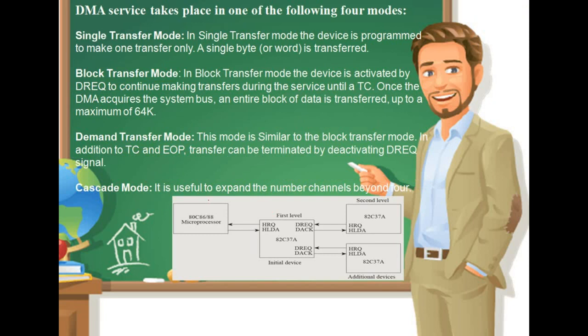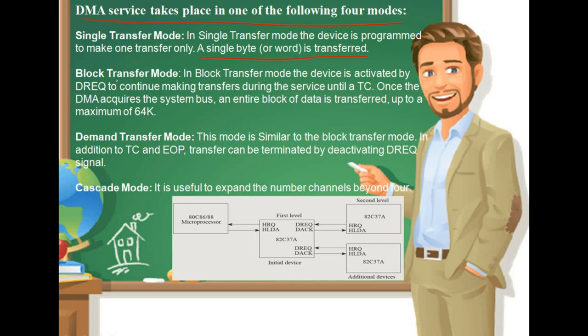Coming to the service, DMA service takes place in one of the following 4 modes. First, single transfer mode, that means only one transfer will take place. In the single transfer mode, the device is programmed to make one transfer only, a single byte or a word is transferred. For example, if you purchased a licensed version, it will be for only a single user.